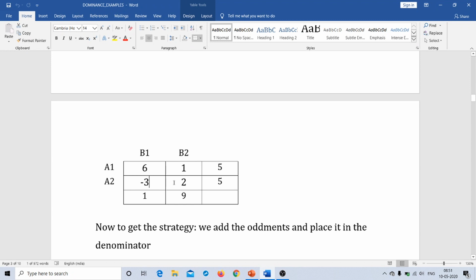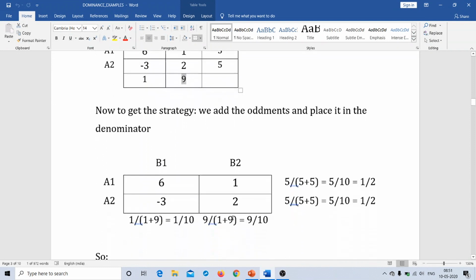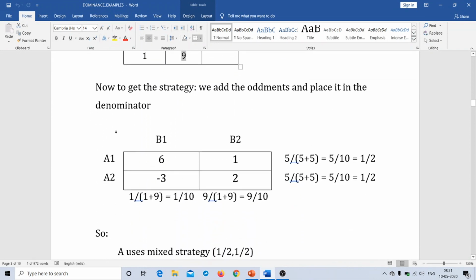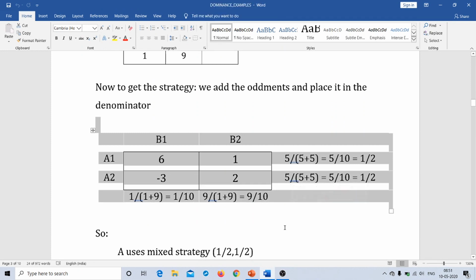So minus 3 minus 2 is minus 5, and ignoring the sign I write 5 here. Then 6 minus 1, 5, I write it here. Then 1 minus 2 is minus 1, ignore the sign, I write 1. 6 minus of minus 3 is 9, so I write it here. Now to get the strategy, as you know, in the arithmetic method, we add the oddments and place it in the denominator. So that is what you can see here. Just have a look at it.